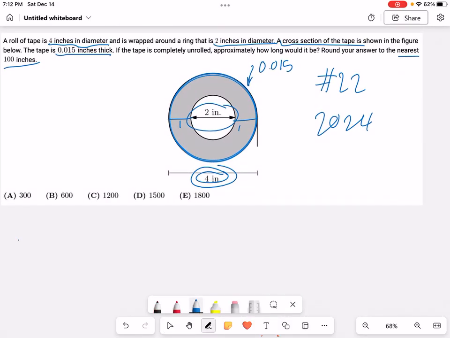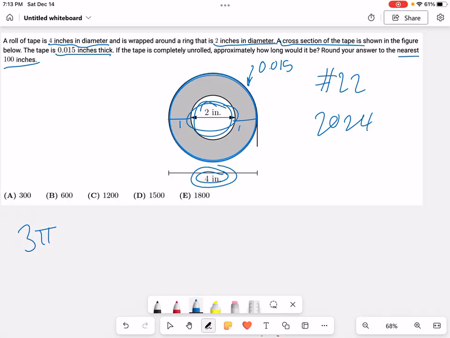So every circle is pi r squared, as we all know. So what is going to be the area of the whole circle, this whole thing? Well, that's just going to be 4, or no, the radius is 2, right? So 2 squared pi, so 4 pi. But then we need to subtract the inner area, which is just going to be a radius of 1 inch, so that's just going to be pi, right? Because 1 squared is just 1. So that leaves us that the area of the annulus is 3 pi.